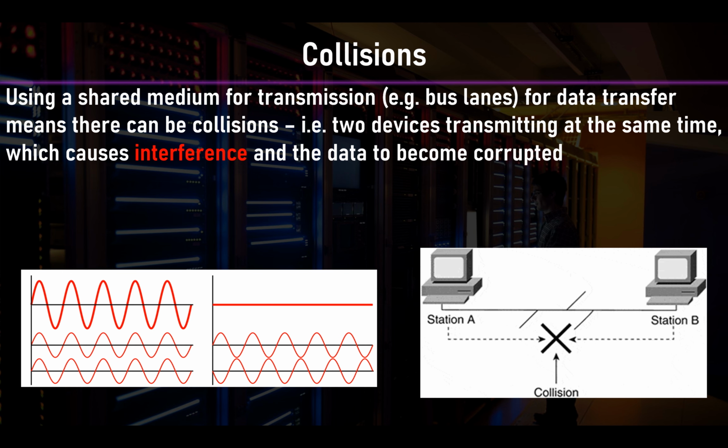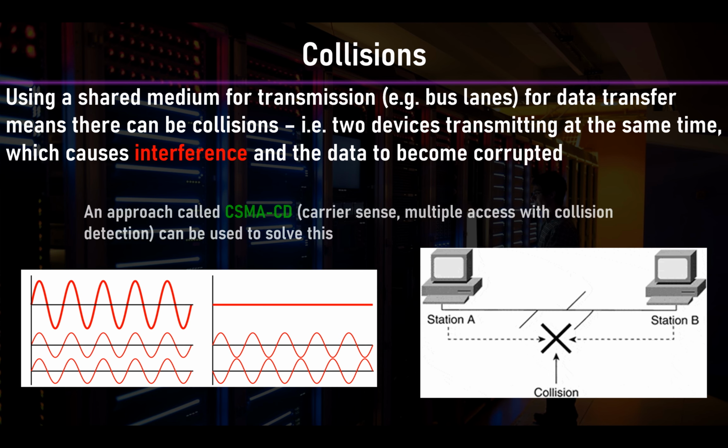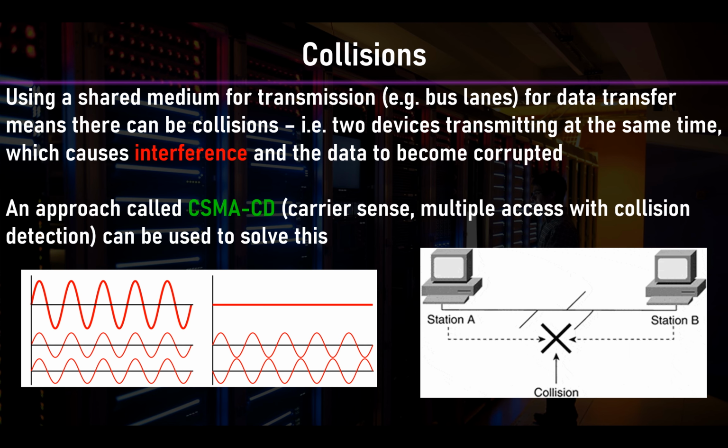Right, that's going to cause interference and the data can become corrupted. So an approach where CSMA/CD, carrier sense multiple access with collision detection, can be used to solve this. And I guess here we can just see two examples of collision. So I think they're saying actually, these two.